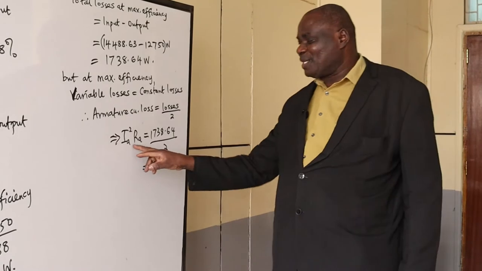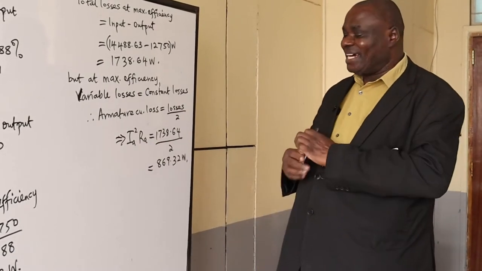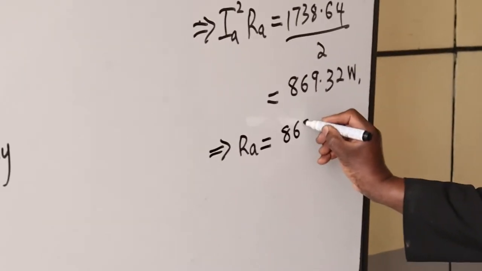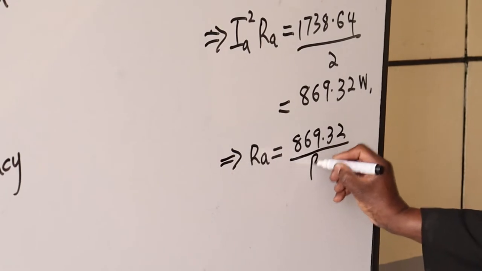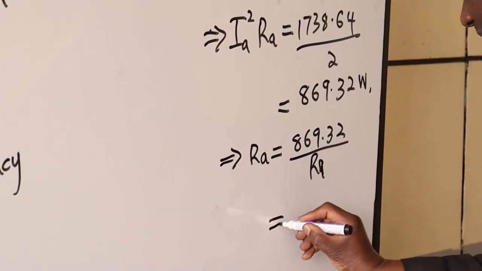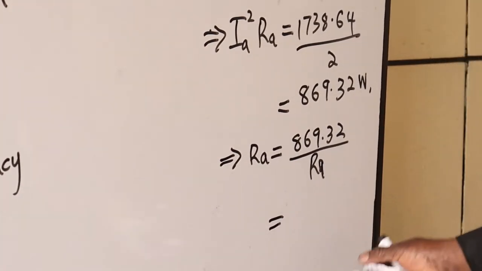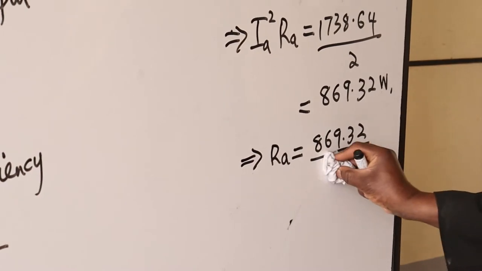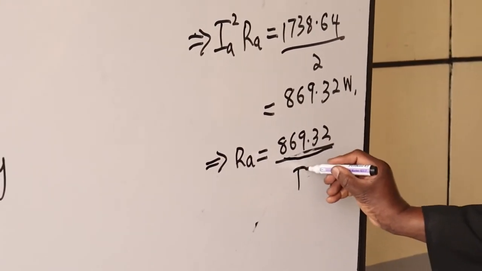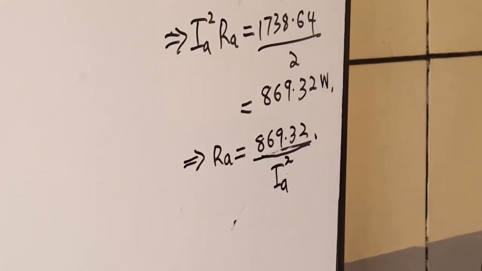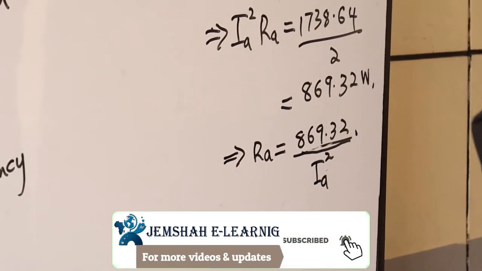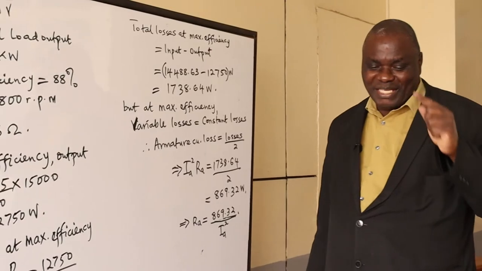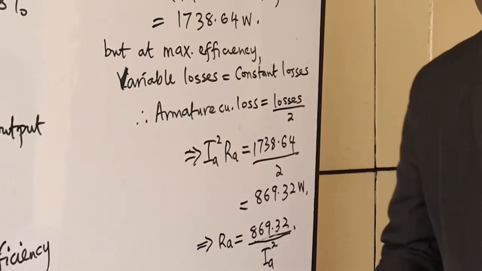Now, what we don't have by now is the armature resistance. It wasn't given, and from this expression, we can obtain the armature resistance. So this implies our RA will be equal to 869.32 divided by IA squared. That is the expression we can use to get the value of RA. But we still don't have IA. We must compute for it, IA. So we proceed.